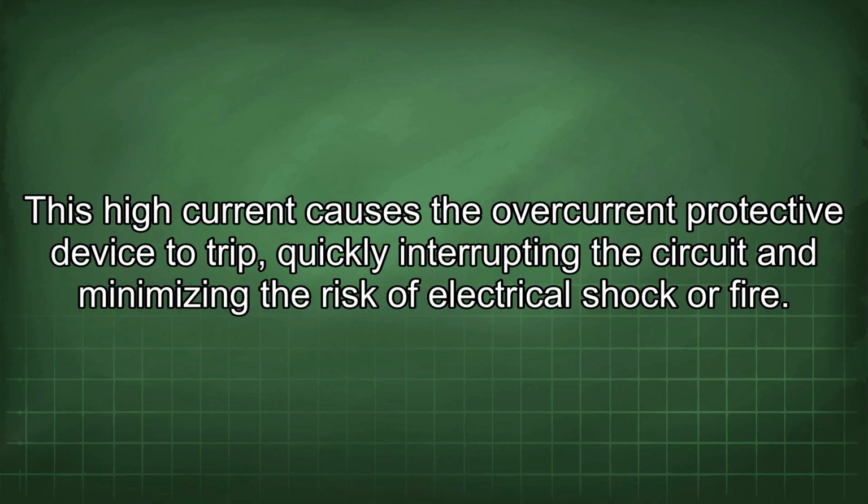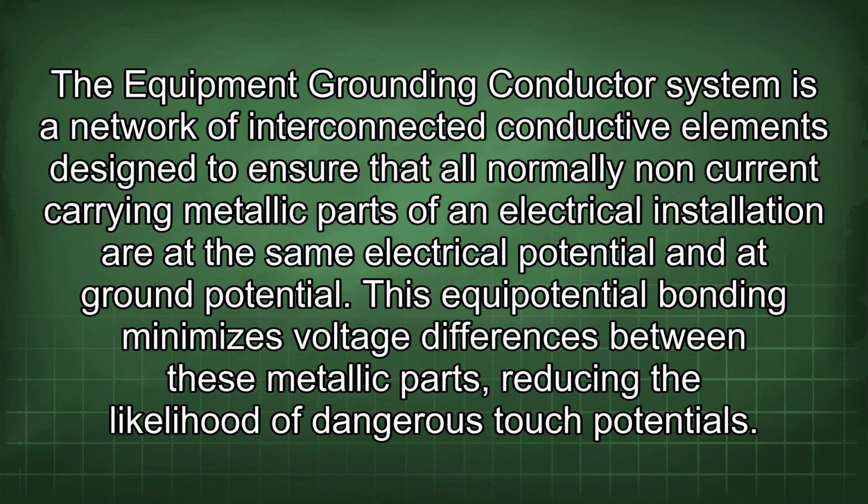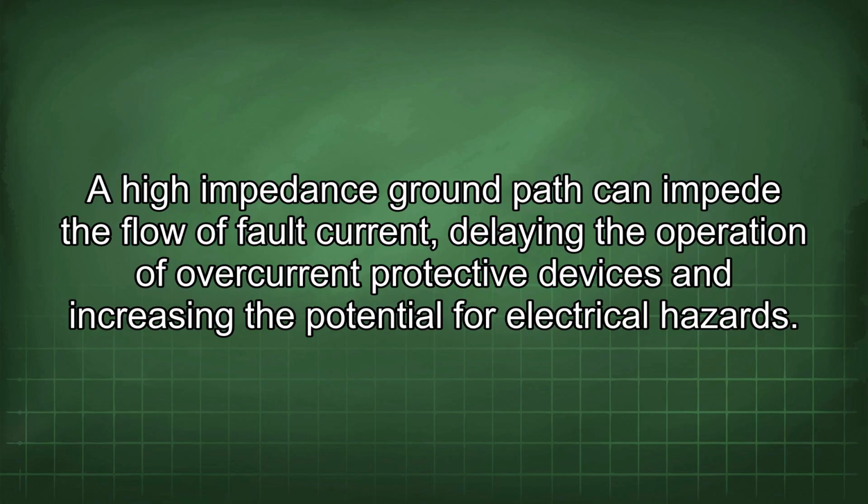The equipment grounding conductor system is a network of interconnected conductive elements designed to ensure that all normally non-current carrying metallic parts of an electrical installation are at the same electrical potential and ground potential. This equipotential bonding minimizes voltage differences between these metallic parts, reducing the likelihood of dangerous touch potentials. A high impedance ground path can impede the flow of fault current, delaying the operation of overcurrent protective devices and increasing the potential for electrical hazards.